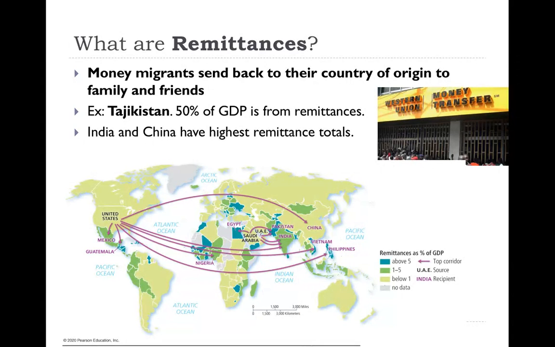When we look at India and China, they also have the highest remittance totals. So very high numbers there when we talk about remittance. The idea is to make money somewhere else, and send the money back to the people that need the money back at home.